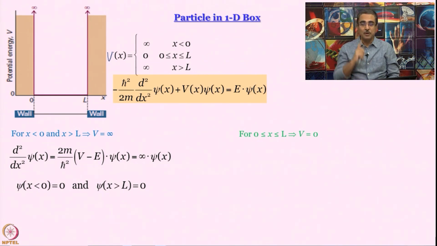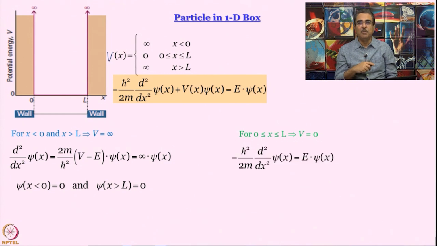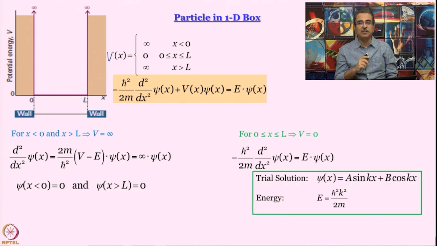Now, for x between 0 and L, we have said that the potential is 0. So as long as x is between 0 and L, the particle behaves as a free particle, and we know what the Schrodinger equation for a free particle is going to be. This is what it is. What is the trial solution? We have discussed this already. The trial solution is going to be a sin kx plus b cos kx, and the energy is going to be h cross k square by 2m. This is what we know already from our previous discussion of the free particle.